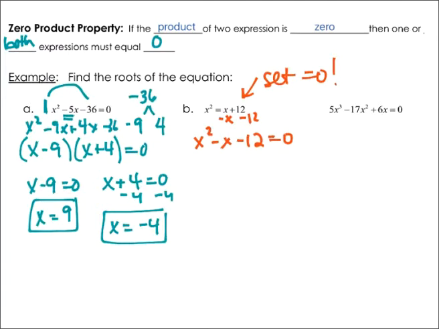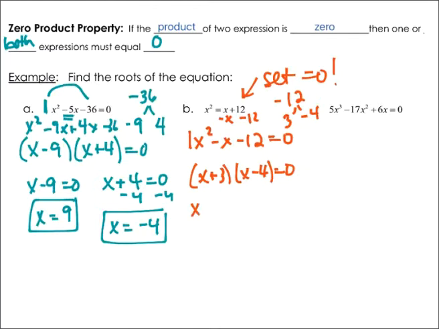Again, there's a 1 in front, so this should be a little bit easier. What we're going to do is look at negative 12. What 2 numbers can you multiply to get negative 12 that add up to negative 1? So you've got 3 and negative 4. Since that was a 1, I can go to x plus 3 and x minus 4 equals 0.